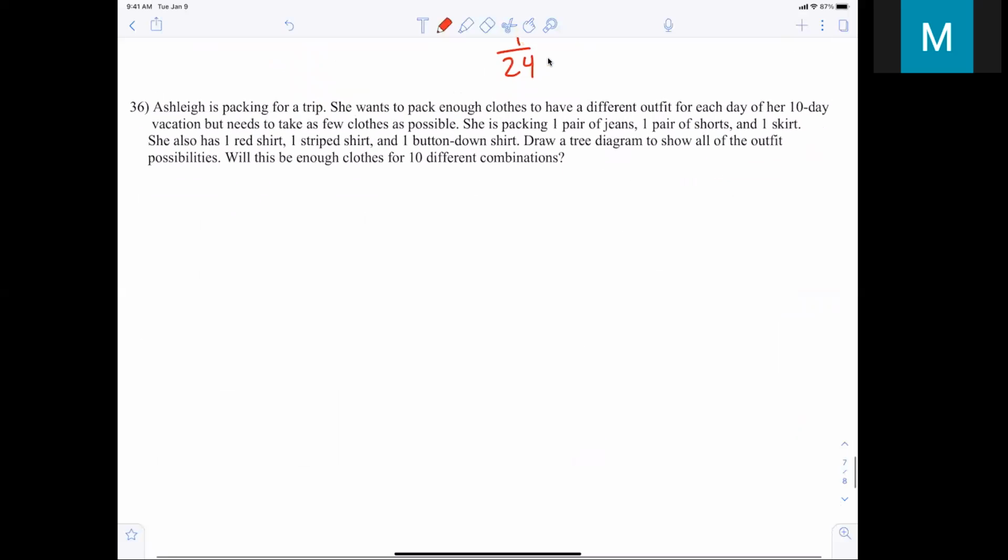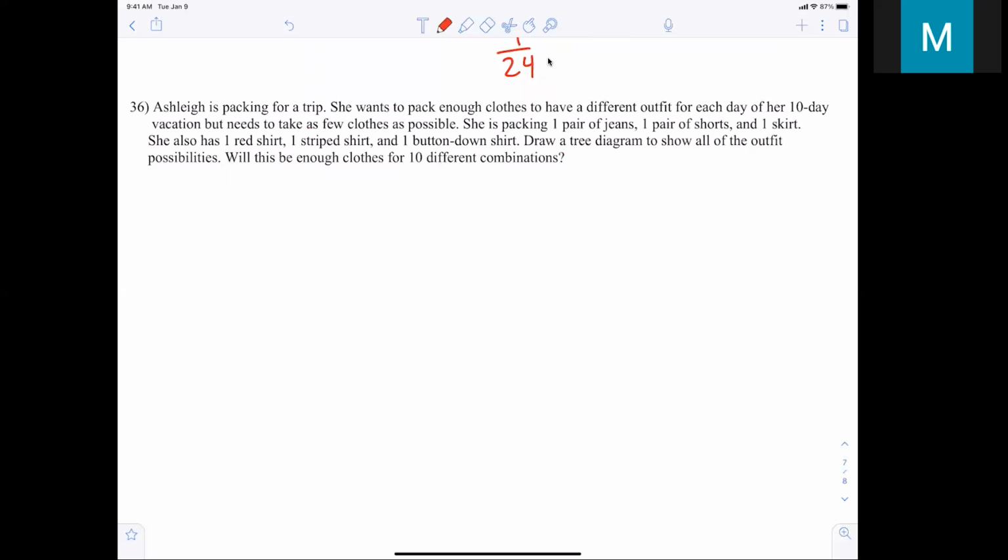All right, here we go. Number 36, another tree diagram. So Ashley's packing for a trip. She wants to pack enough clothes to have a different outfit for each day. She's packing 1 pair of jeans, 1 pair of shorts, and 1 skirt. So she has what? 3 options.